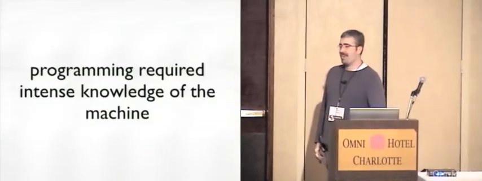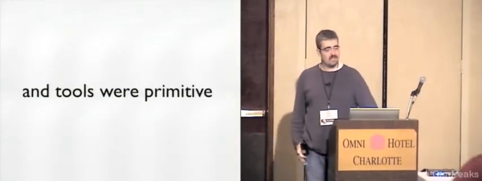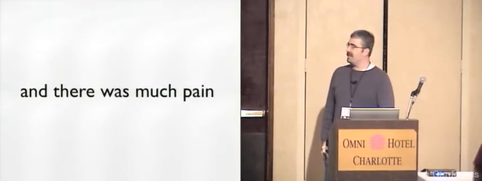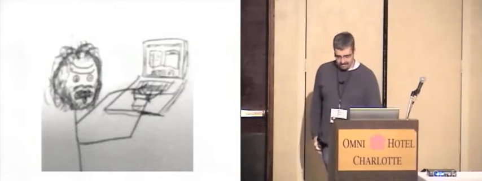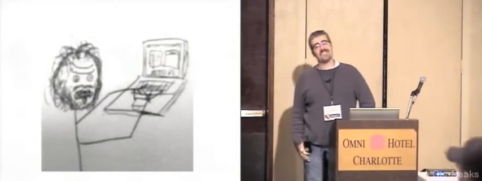So why did we do this? Well, in the beginning, programming basically required some very detailed knowledge of the machine that you're working on. I'm talking back 60 years ago. You had to know the details of the hardware that you're writing for. Computers weren't very powerful, and tools available were pretty primitive. There was a lot of pain when it came to doing software development. So programming was not always fun.